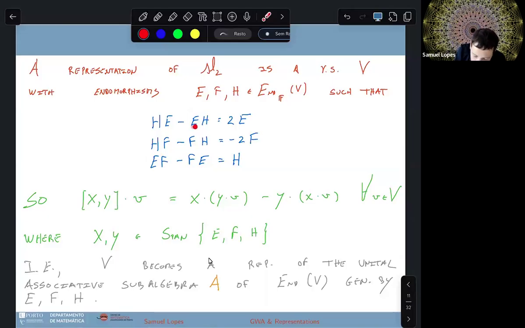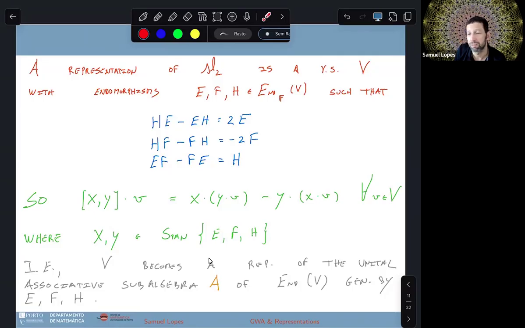Well, HE minus EH is just 0, right? So this is saying that 2 times the scalar E is equal to 0. And if I'm not in characteristic 2, this means that E is equal to 0. So the element E in the Lie algebra would have to act as 0 on a one-dimensional module. Same goes for F, okay? F will have to act as 0. And the same goes for H, because again, EF minus FE, if E and F are just scalars and not matrices, this would be 0.